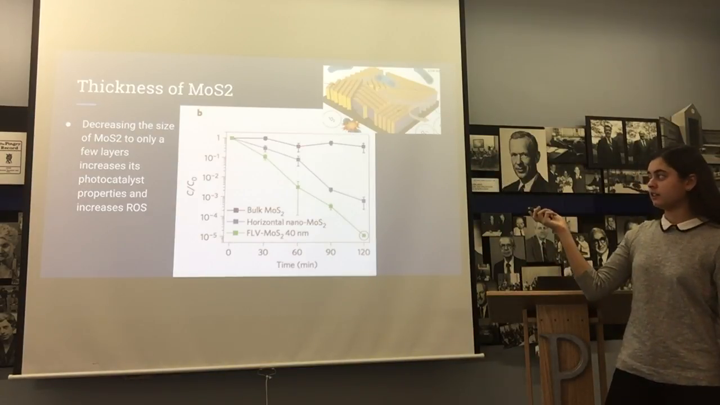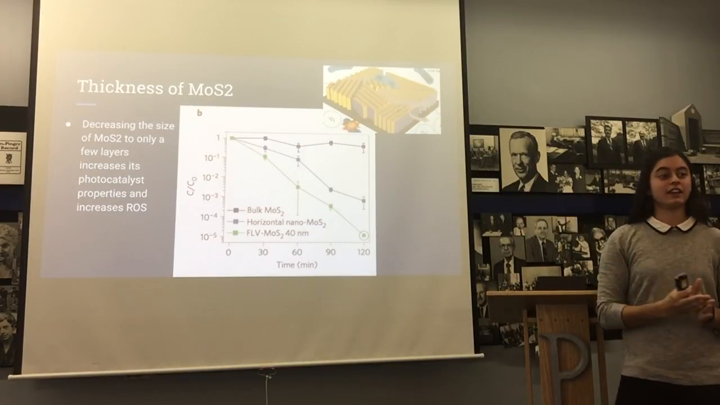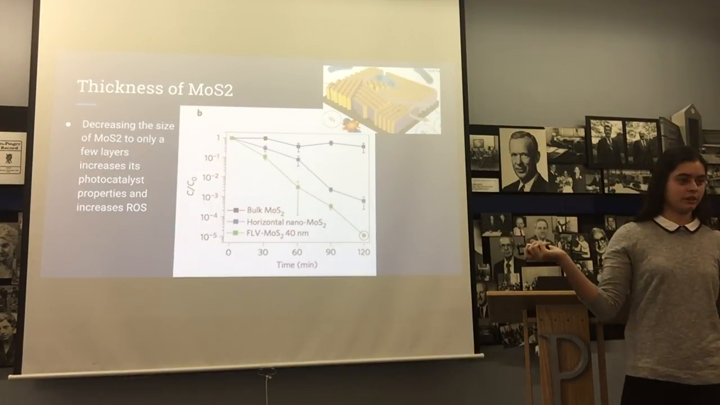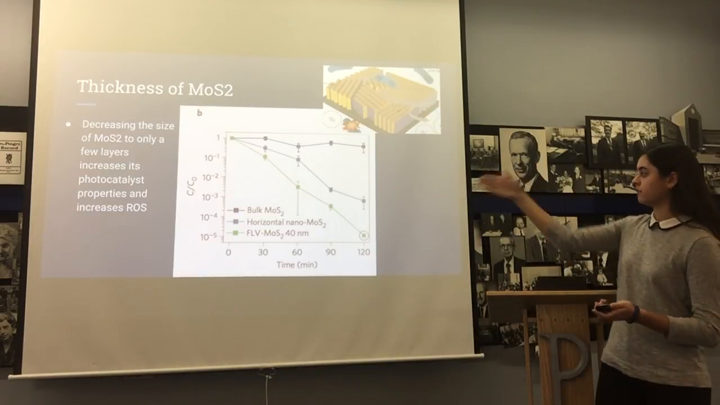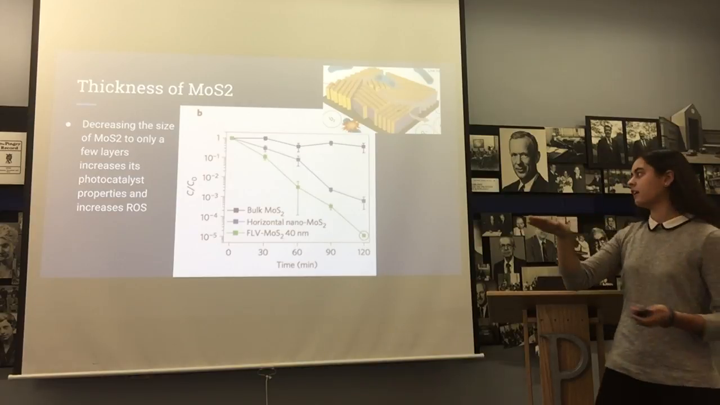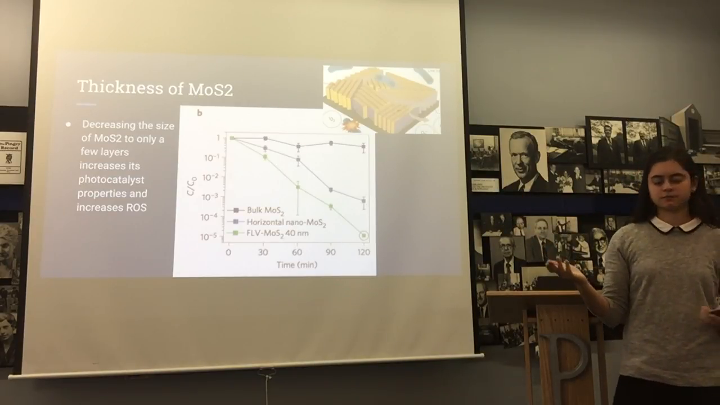The blue line is actually, I'll come back to the blue line. The green line is really thin layers of MLS2, which showed disinfection in 120 minutes. So that was really good. The blue line, they actually wanted to take the vertically aligned layers and align them horizontally. But, so that kind of worked, but it still didn't really get total disinfection.